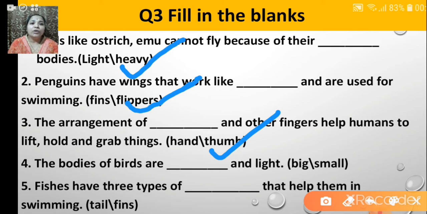Now, the bodies of birds are dash and light. The answer is small. The bodies of birds are small and light. Fishes have 3 types of dash that help them in swimming. So, what is the answer? That's fins. Fishes have 3 types of fins that help them in swimming. So, let us see the next question.